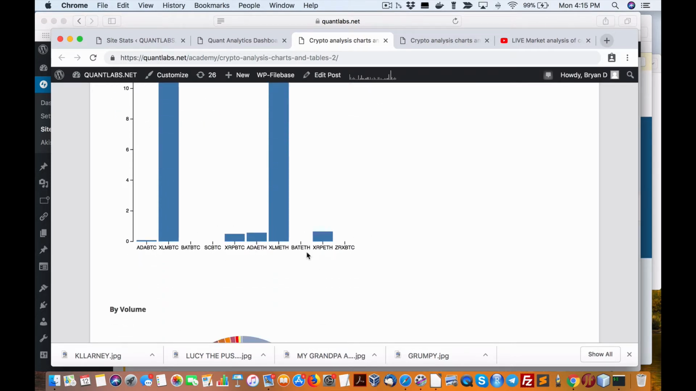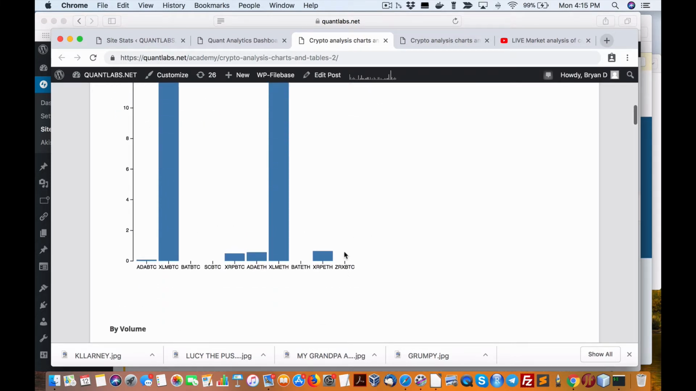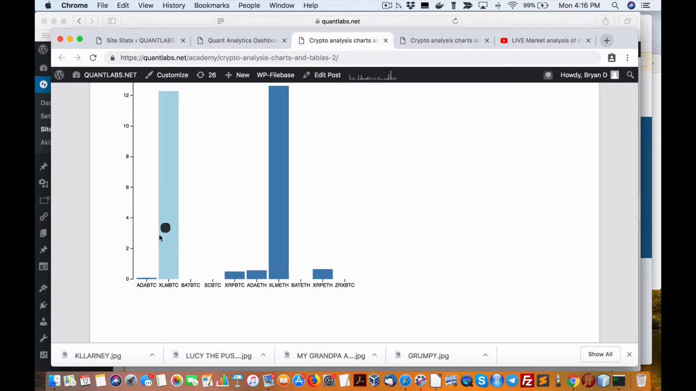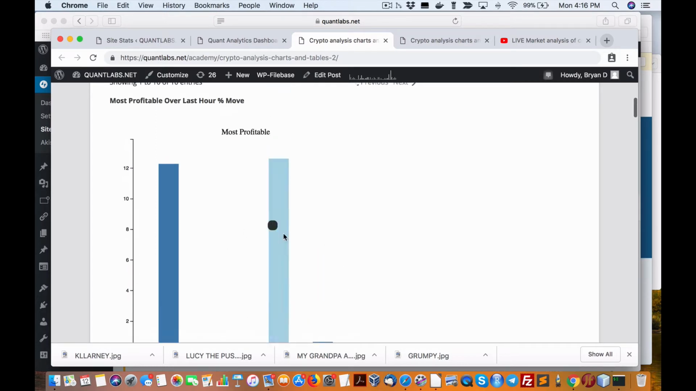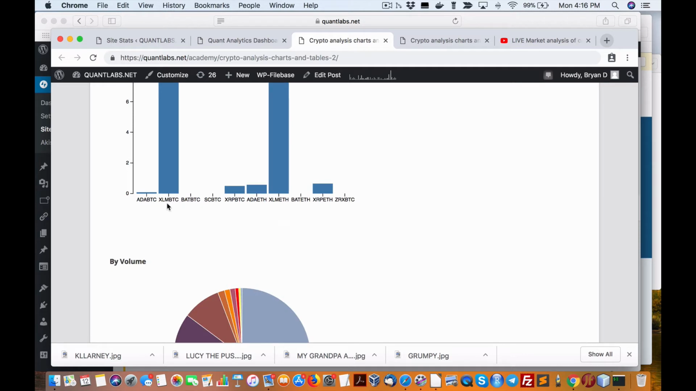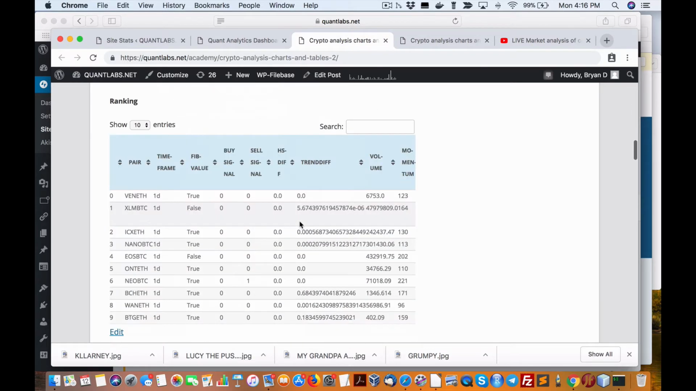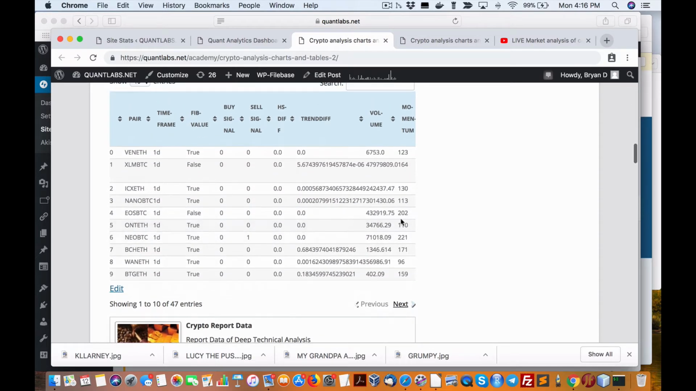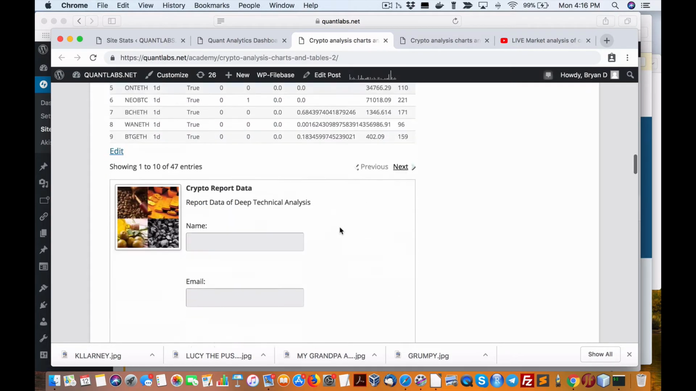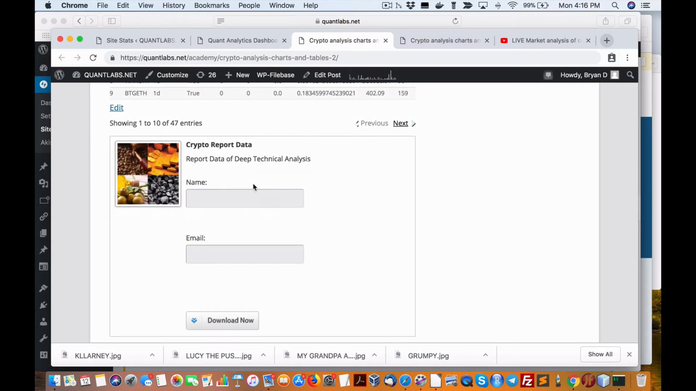So these are the pairs that are moving the most, and the ones that are doing quite well are XLM against Ethereum and XLM against BTC. So obviously those are the ones that you may want to focus on. You can also get the rankings in this table here. I don't yet know how I'm going to handle this, but the reports are really helpful, so you can always download that.